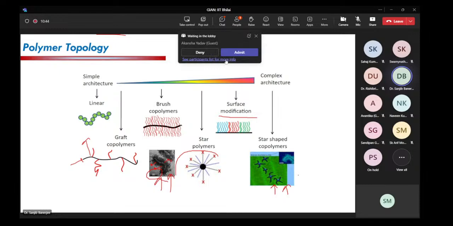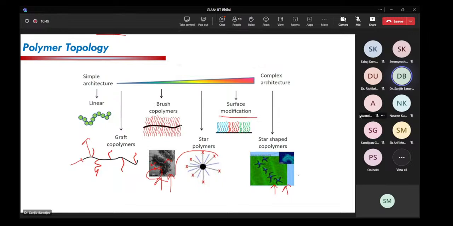cantilever. It's like a small stand, and on the top of the stand you have a tip, and that tip touches the surface. There are two ways you can measure the AFM: contact mode and tapping mode. Based on the force you put in on the surface and how it responds, you measure, and based on that measurement you prepare the height profile. And from there, you have an idea how this looks.